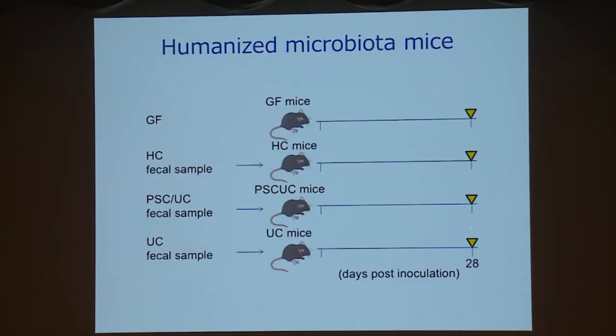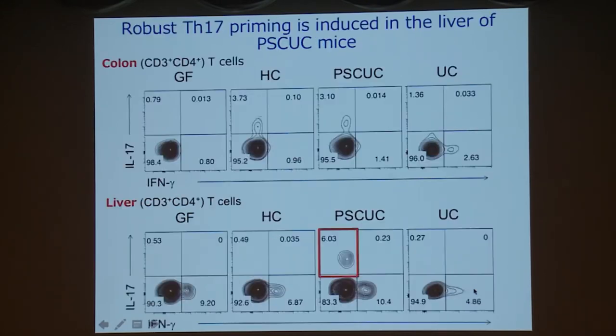So to generate humanized microbiota mice, fecal samples from healthy controls, PSC-UC patients and UC patients were orally inoculated into germ-free mice, followed by immunological assessment at day 28 post-inoculation. As previously described, an increase in IL-17 positive CD4 T cells, Th17 cells, was observed in the colon of mice inoculated with human samples, regardless of the presence of disease.